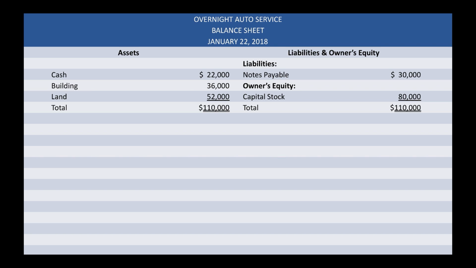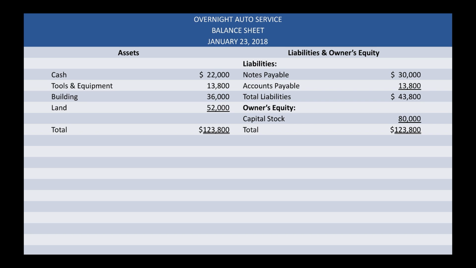The cash account decreased by $6,000, and the building account increased by $36,000. There was a net increase in the asset side of the equation of $30,000. The liability account, notes payable, increased by $30,000. Total assets are now equal to $110,000. Total liabilities are equal to $30,000, and owner's equity is equal to $80,000. The accounting equation is still in balance.